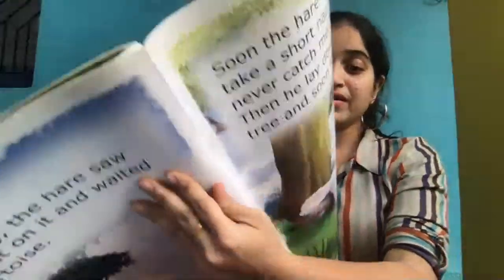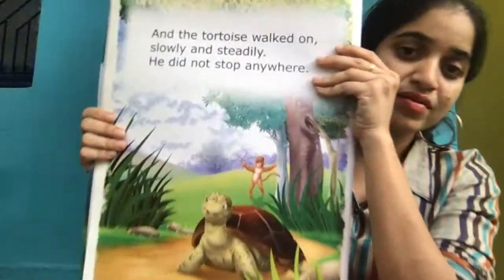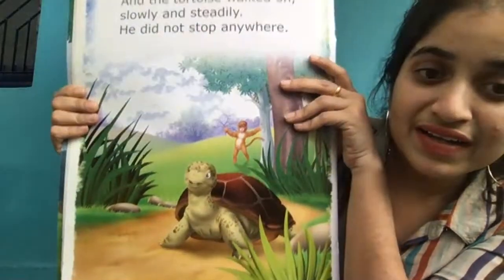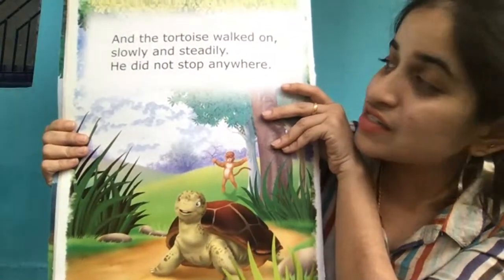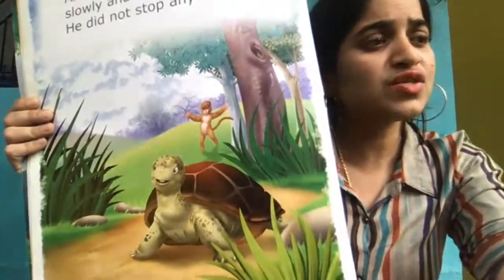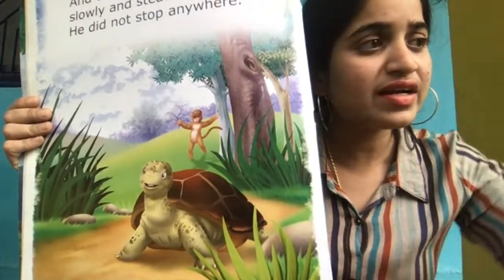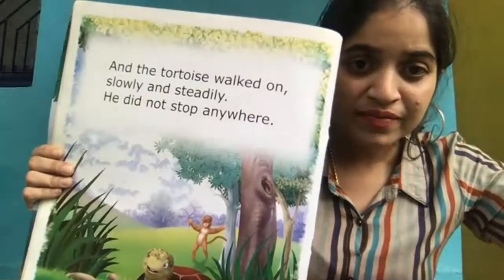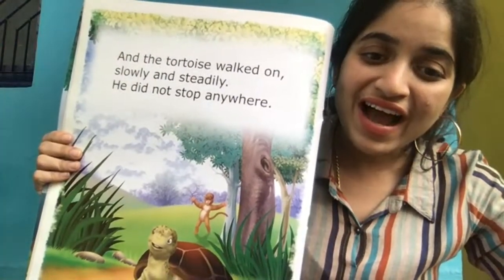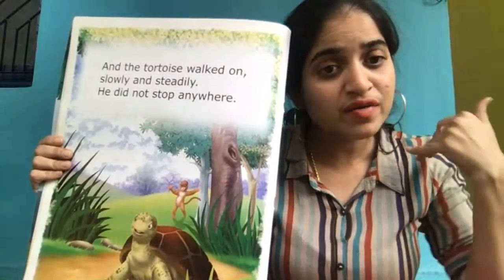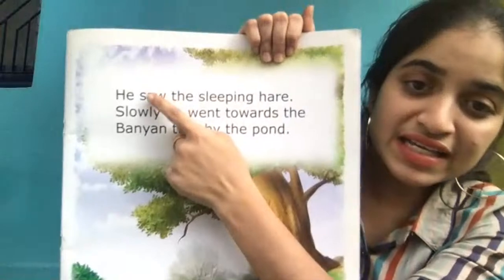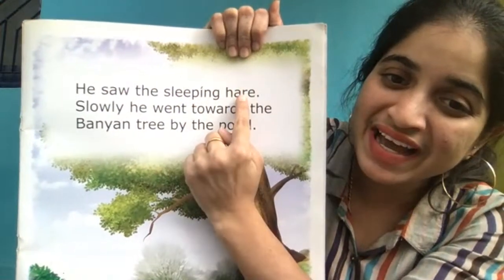Then what happened? And the tortoise walked on. Slowly and steadily, he did not stop anywhere. Did you see the tortoise, children? The tortoise walked and walked and he did not stop anywhere. He was going on continuously. He saw the sleeping hare.